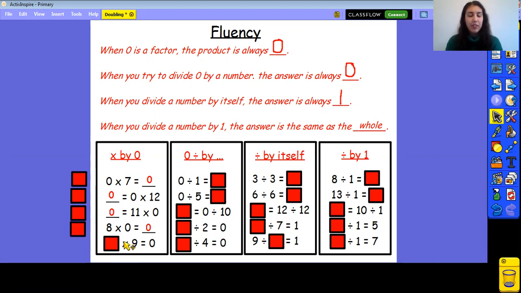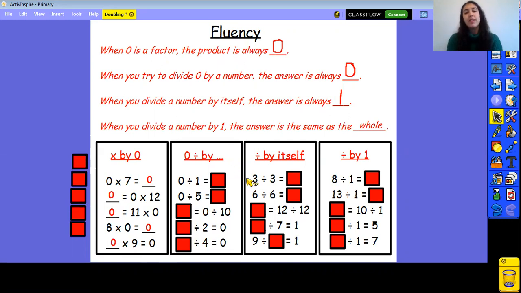And this time I've got the first factor in my equation missing. Something times by 9 equals 0. Well, I know that when my product is 0, one of my factors must also be 0. It's that same sentence, but it's just in reverse. If I know my product is 0, then one of my factors must also be 0.